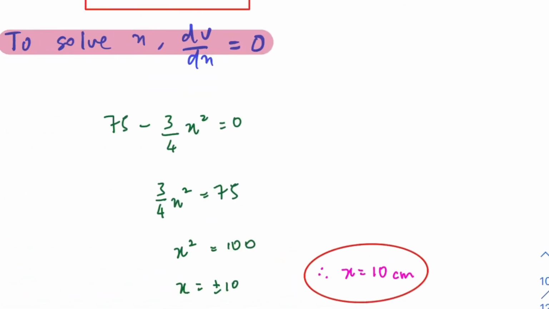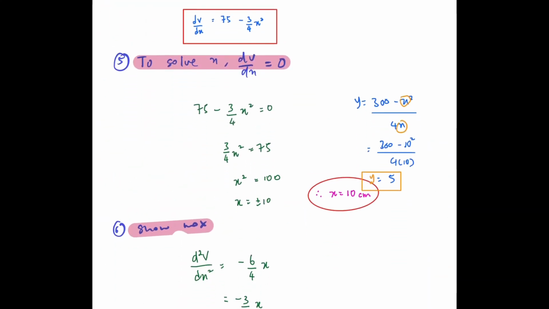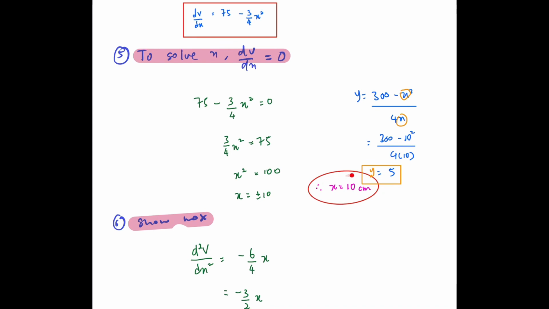So just now, we have the value of y is equal to 300 minus x squared over 4x. So now let's substitute the value of x here so that we can get the value of y. So let's fill in 300 minus 10 squared over 4 times 10. So this will give you y equal to 5. So this is very important because later on we will substitute all of this later. So after we got the value of x here, we need to prove that this point here is a maximum point. So what should we do?